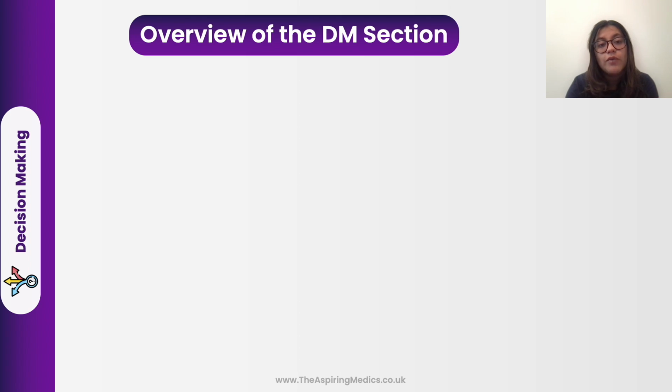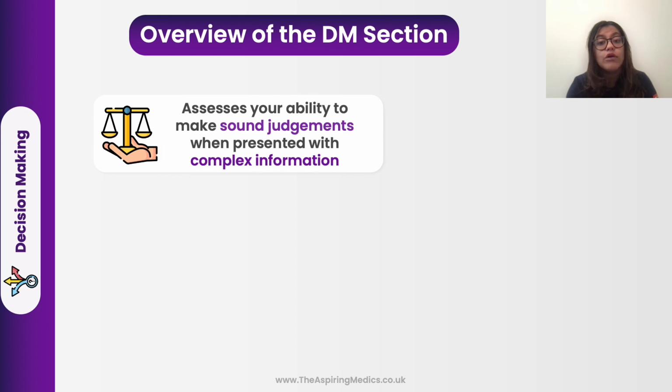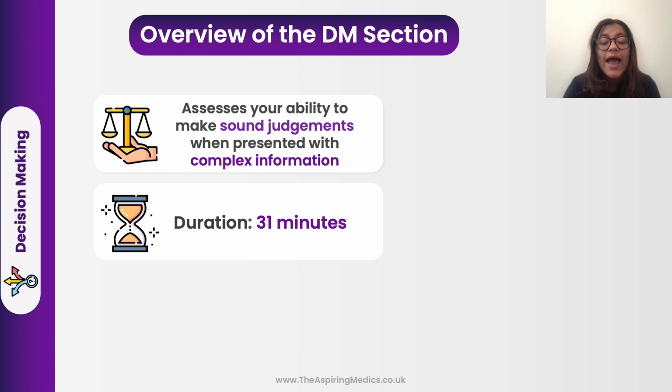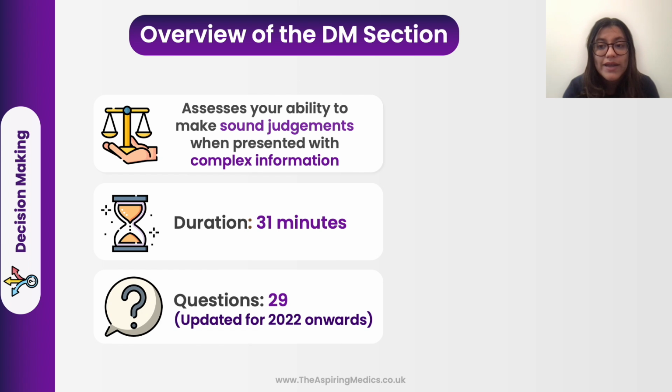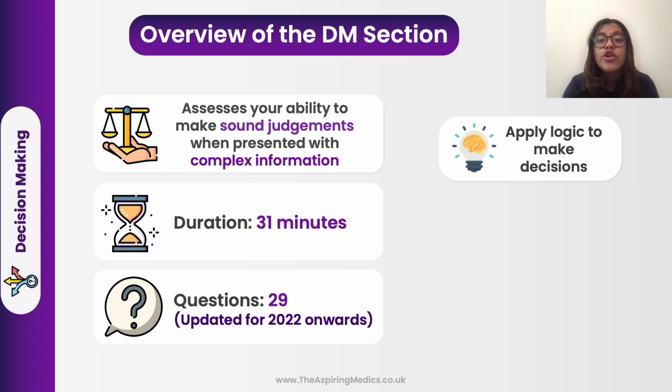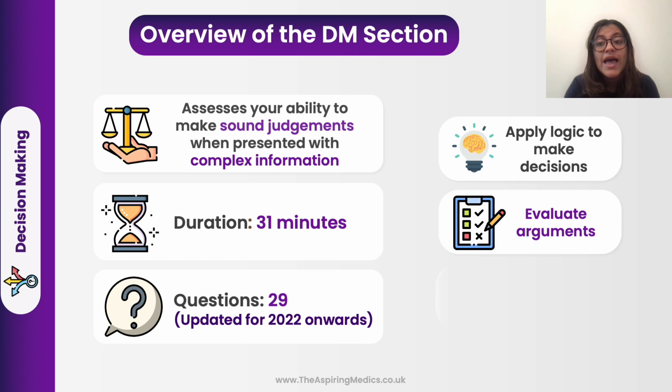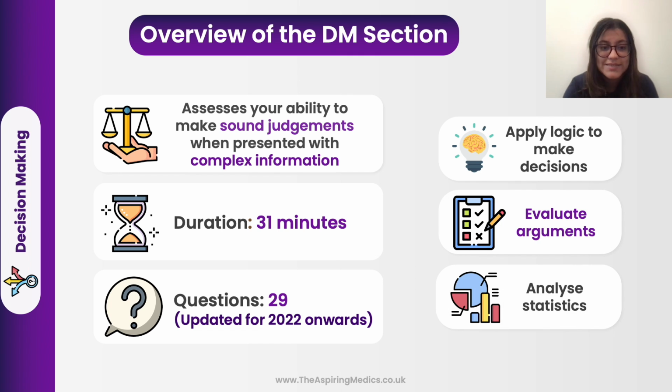First, let's look at what the decision making section is all about. As the name suggests, this section assesses your ability to make sound judgments and decisions when presented with complex information. This section is 31 minutes long, and in this time you have to answer 29 questions. Some of the skills that this section assesses you on are your ability to apply logic to make decisions, your ability to evaluate arguments, and your ability to analyze statistics.